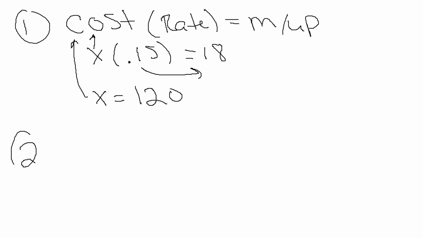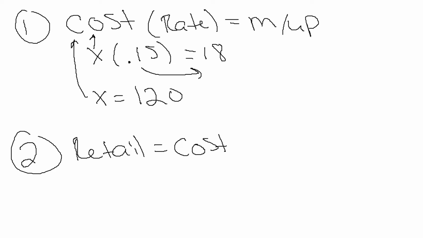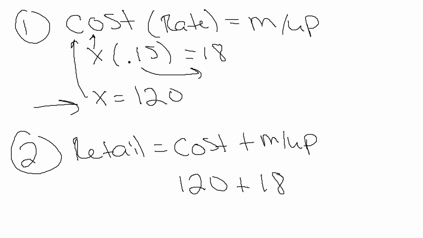So my second step is then to use this equation. Retail, these are not equations, they are formulas, I'm sorry. You probably don't care that I said that the wrong way, but there you go. Retail is the cost plus the markup. Well, we just found the cost to be 120. We're told the markup is $18. So I just simply add that, 120 plus 18, and my retail price of this item is going to retail for $138.